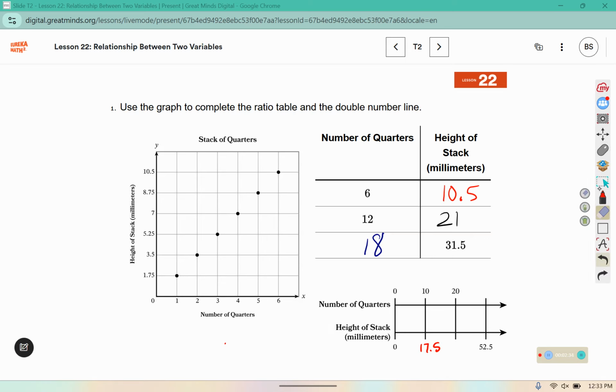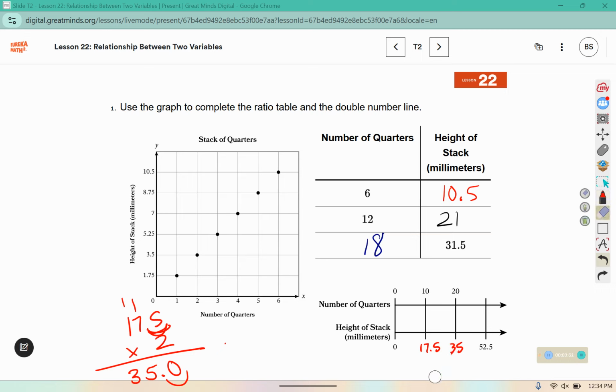For 10 to 20, you're multiplying by 2, so we can multiply by 2 here as well. 17.5 times 2. 2 times 5 is 10. 2 times 7 is 14, plus 1 more makes 15. 2 times 1 is 2, plus 1 more makes 3. You've got 1 decimal spot here, so you need 1 decimal spot there.